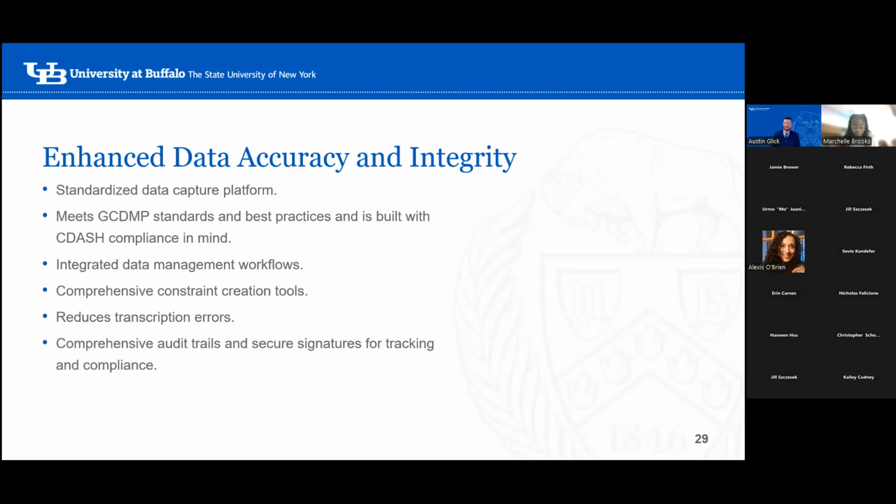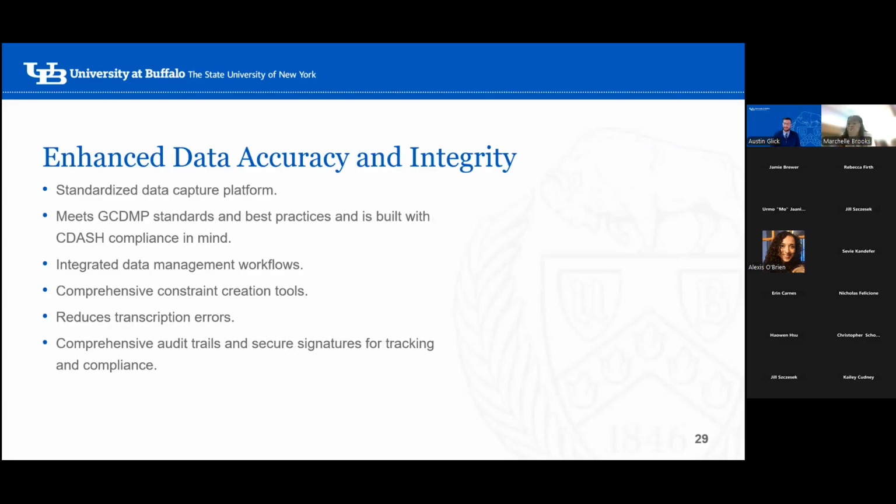It's integrated with data management workflows. It's got comprehensive constraint creation tools. It reduces transcription errors, which is a huge, huge thing. Transcription errors and missingness in data are very, very big things that my job is primarily about dealing with. How do we deal with missingness? How do we reduce transcription errors? So we give you, the PIs, the highest quality data possible.